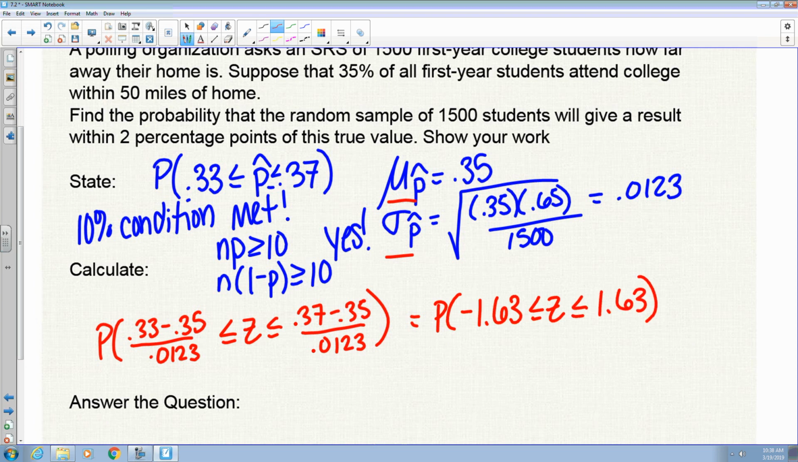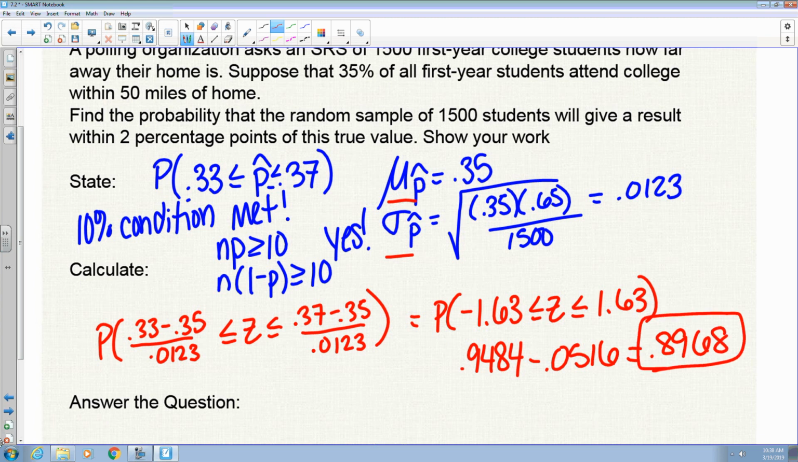When we're between two z-values like this, we have to find the probability of being less than the larger one and subtract the probability of being less than the smaller one. So the probability on the table of being less than 1.63 is 0.9484. And the probability of being less than negative 1.63 is 0.0516. When I subtract those, I get 0.8968.